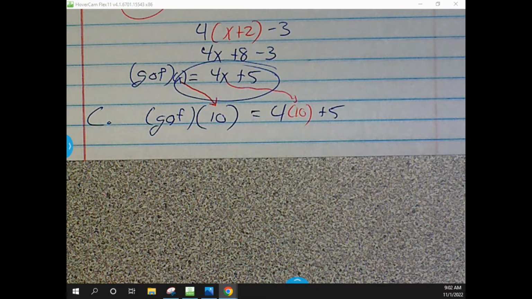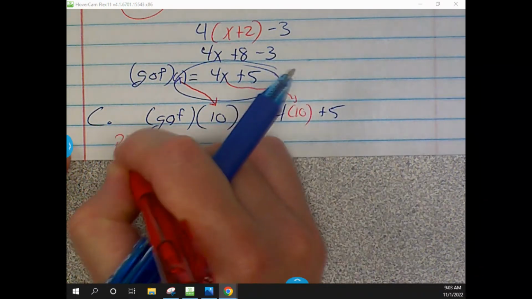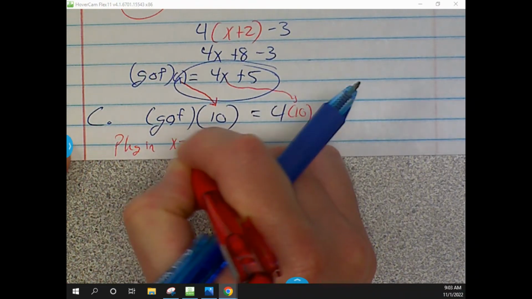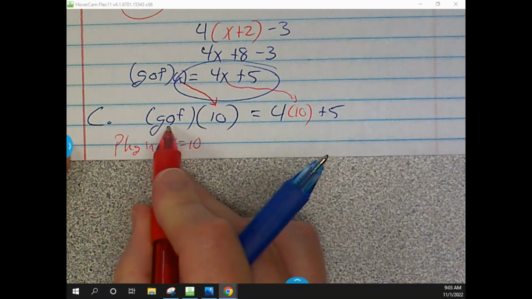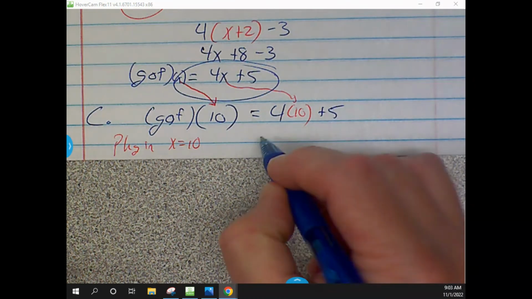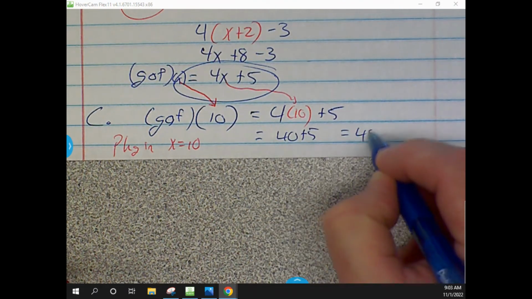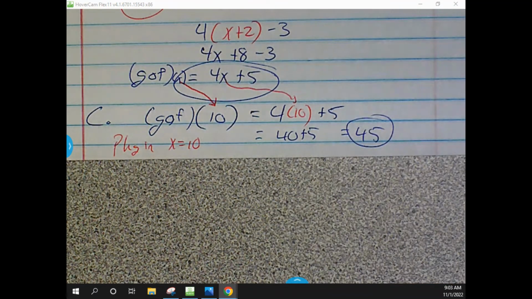So again, function notation is always something to kind of shorten this thing out. So if you've got g of f of 10, that means you're going to plug in x equals 10 in g of f of x. So it's just a shorter way to say, take the number we got, plug it back in, and evaluate this thing. So then it's 4 times 10 for 40, plus 5 would be 45.